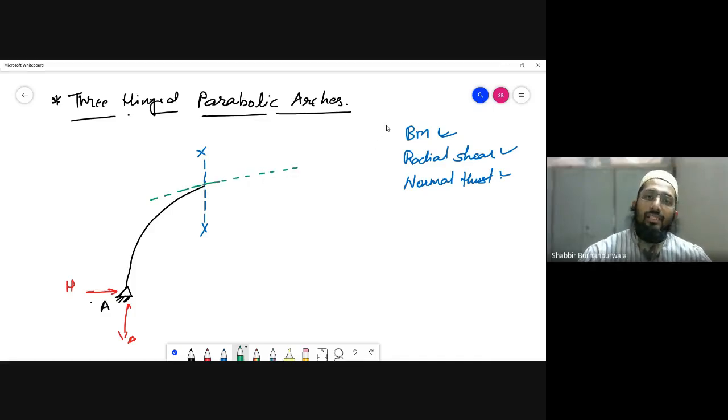Okay, this is the tangent, this is the slope of this particular member. So try to understand that on this slope there is a force which is acting, or you can say on this particular point there is a force which is acting. This is called the normal thrust, which is along the tangential line.